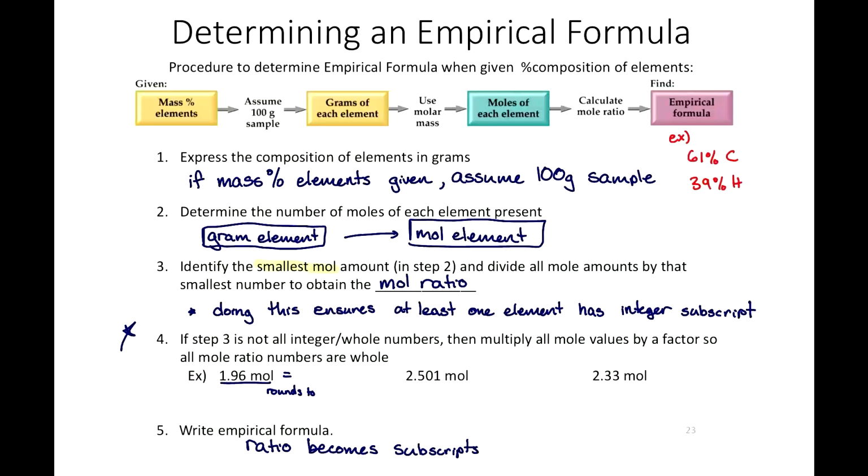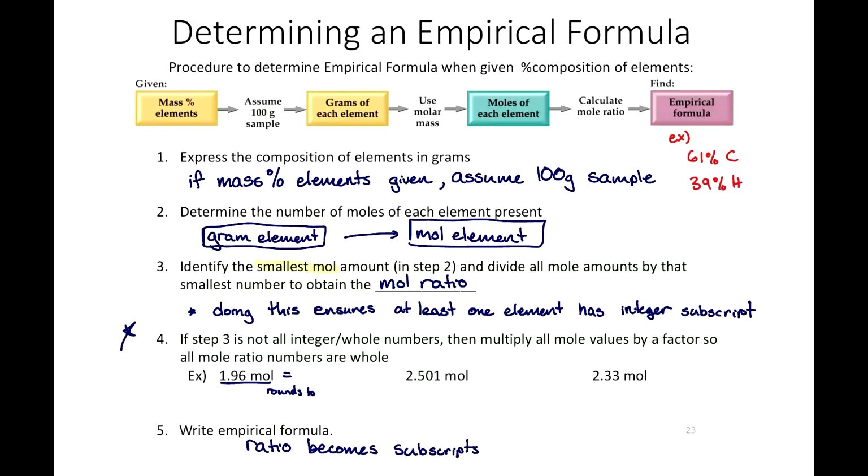I'll just quickly go through these steps, and I think it's better if we just do some examples here. If we give you percent composition data, these are the 5 steps to arrive at an empirical formula. First, we'll give you percentages. The first thing you want to do is express the composition of those elements in grams. So if I tell you that your sample is 61% carbon, 39% hydrogen by mass, how we can convert this into masses is just assume you have 100 grams of sample.